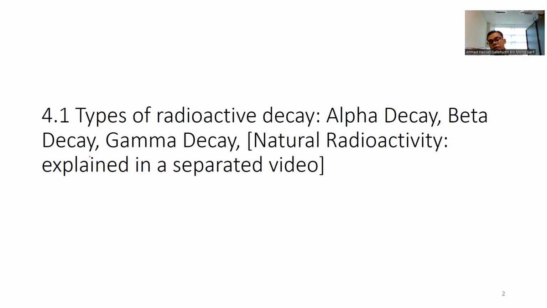So there are alpha decay, beta decay, as well as gamma decay, which are the major decay processes. These three are the major ones. There are a few others, but they are not very common. So we are not going to look at the uncommon ones, but we will focus on the common decay modes: alpha, beta, and gamma.